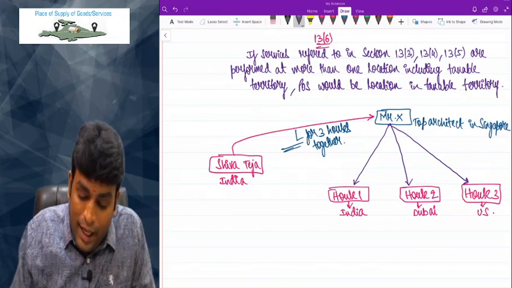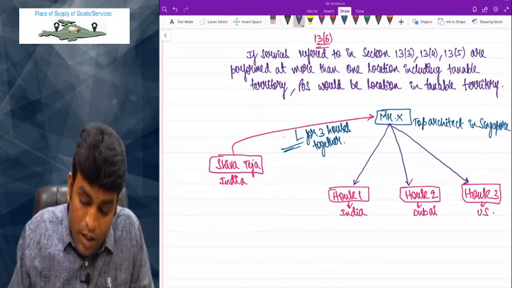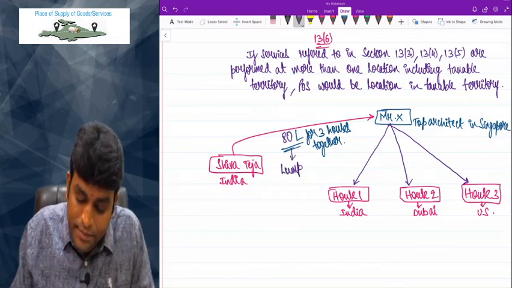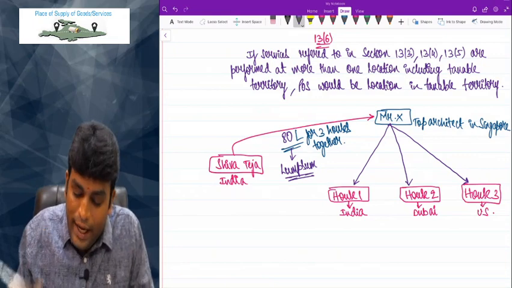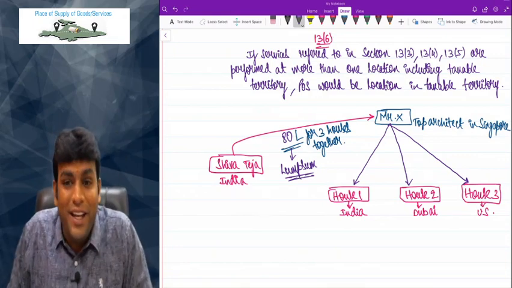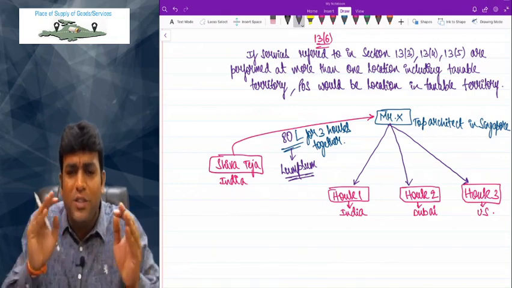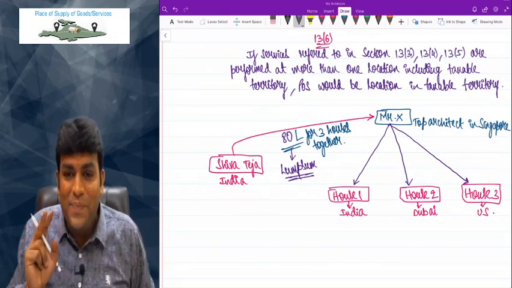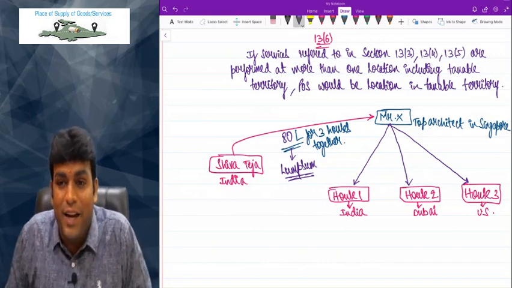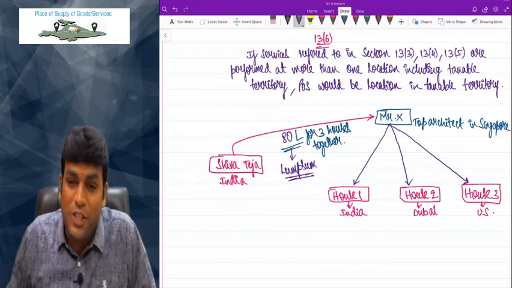Let's say he collected lump sum 80 lakhs. That's why I wrote the word 80 lakhs he has taken for 3 houses together. He never told for house 1 this much, for house 2 this much, for house 3 this much. He collected one consolidated amount of 80 lakh rupees for 3 houses together.